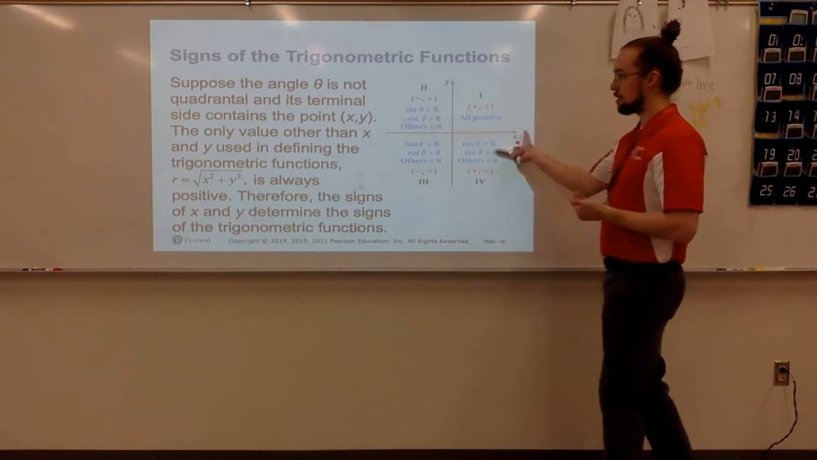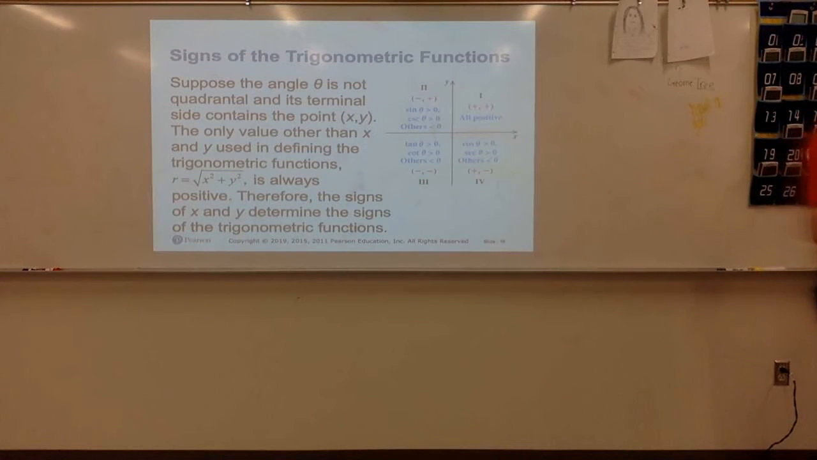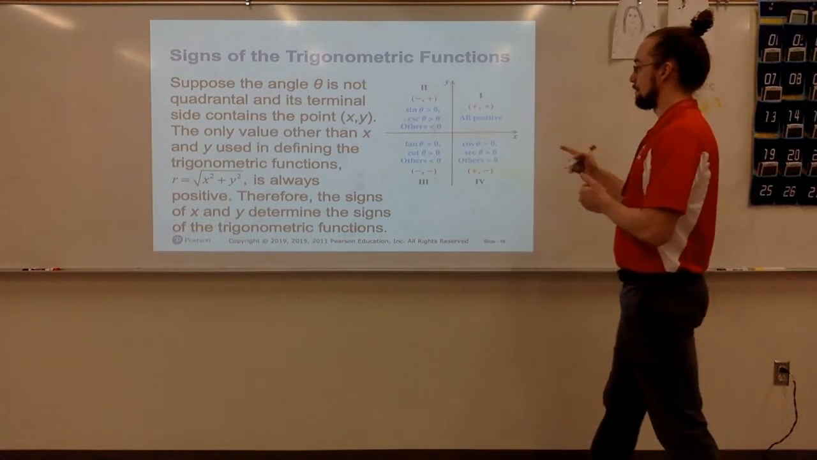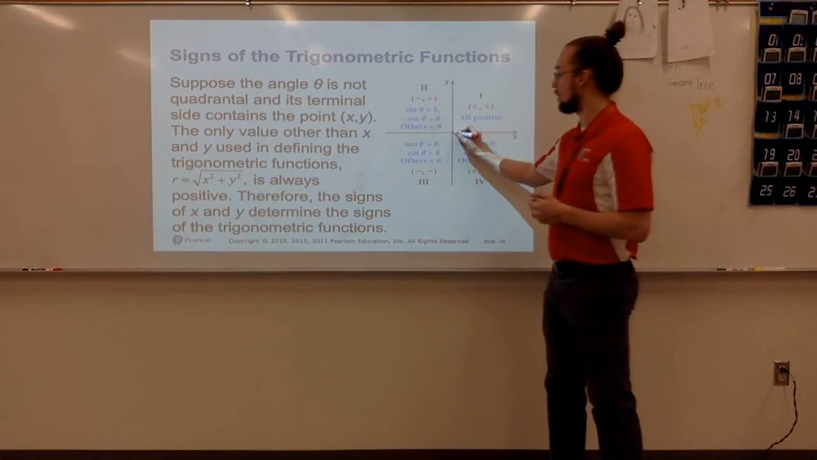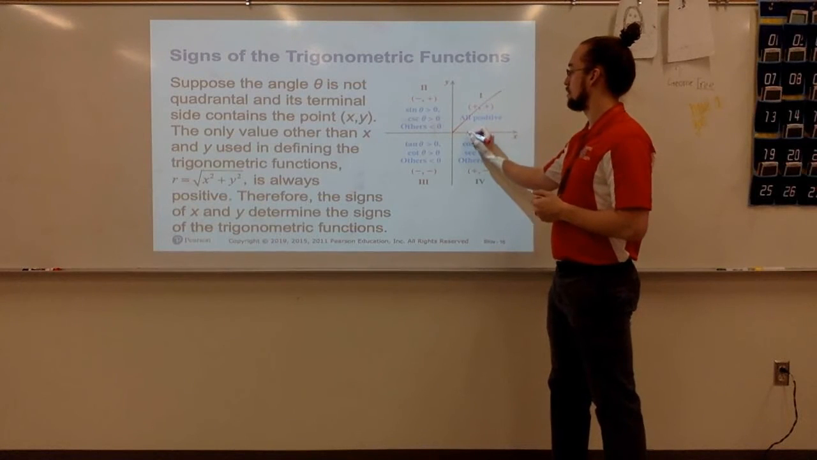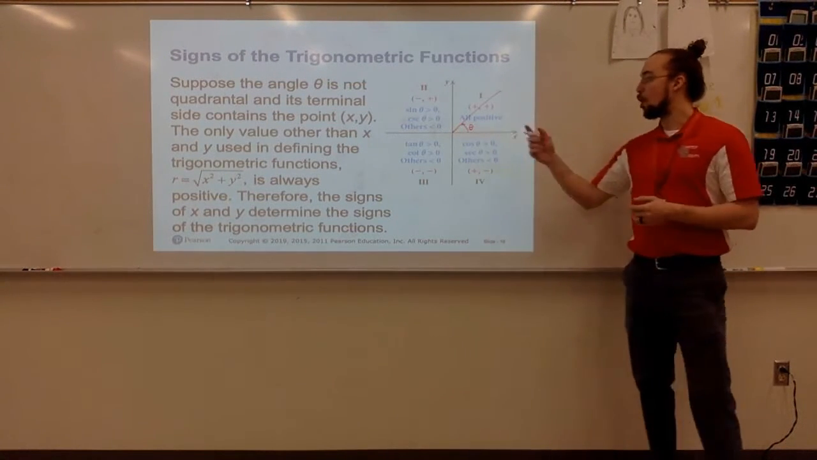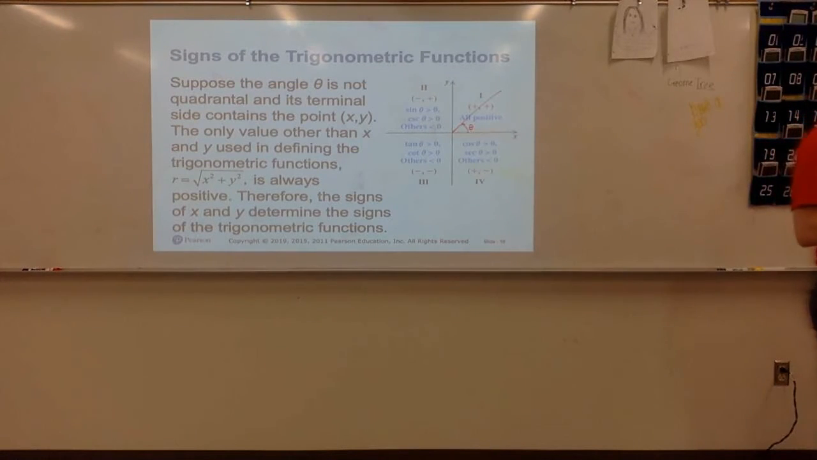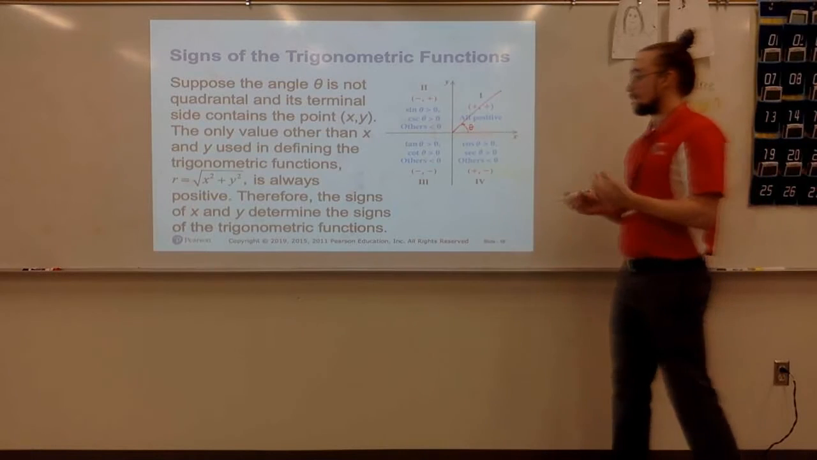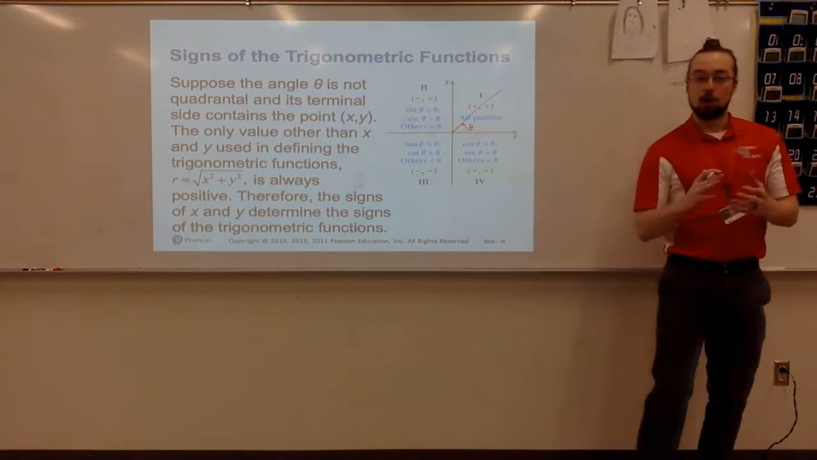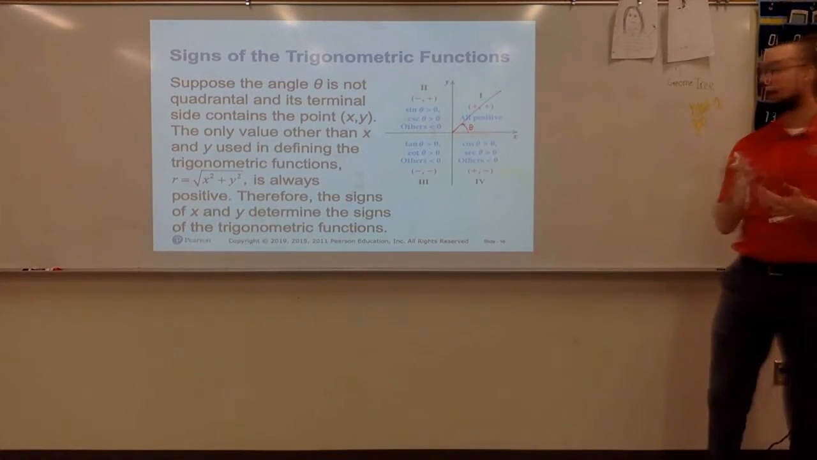Well, today we're going to start talking about the signs of the trig functions. Okay? So what this is saying is if we have some angle in the first quadrant, and my angle is just right here, all of the trig functions are positive in the first quadrant. Sine, cosine, tangent, secant, cosecant, and cotangent are all positive in the first quadrant.